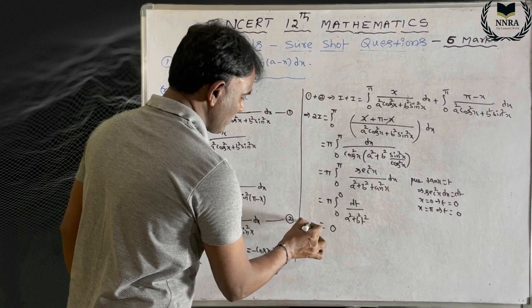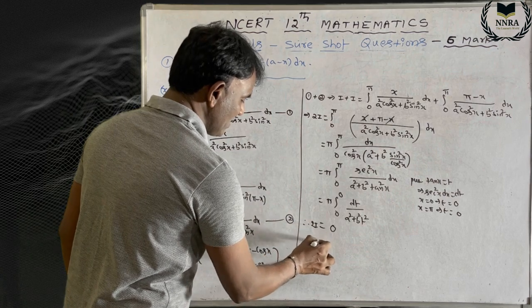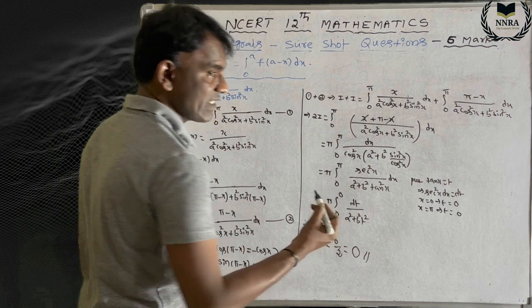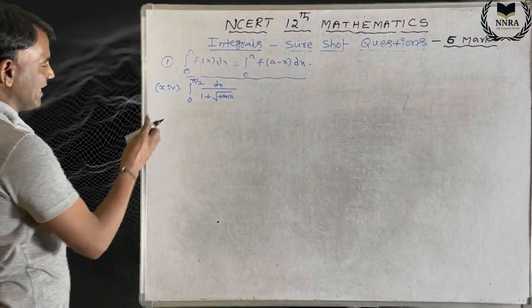So now this is the value of 2I. But what is the value of I? 0 by 2 equal to 0. That is the answer. This is question number 14.